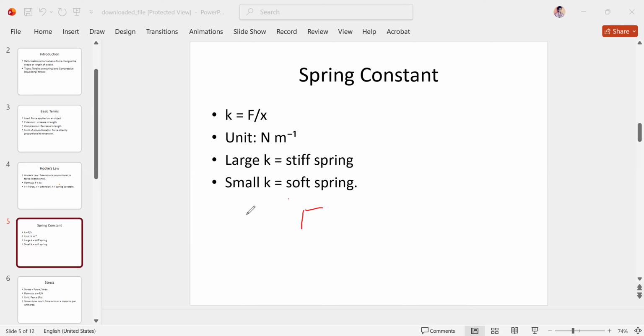F is equal to kx. We find the force of the deformation of a solid. When we find out the proportionality constant of any body, we rearrange its formula, k equals F over x.